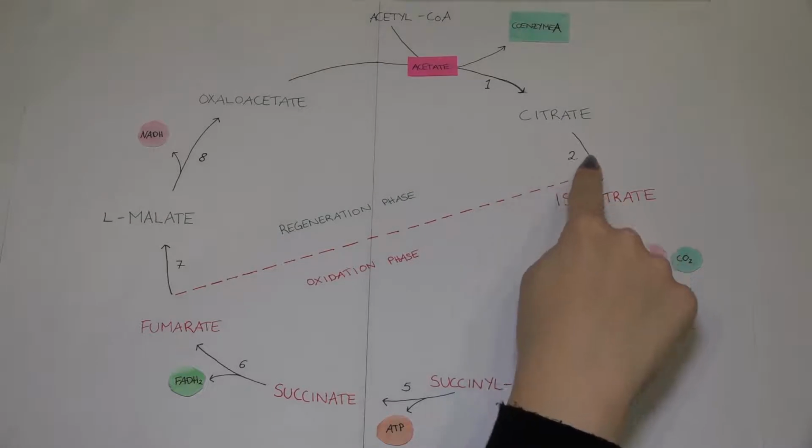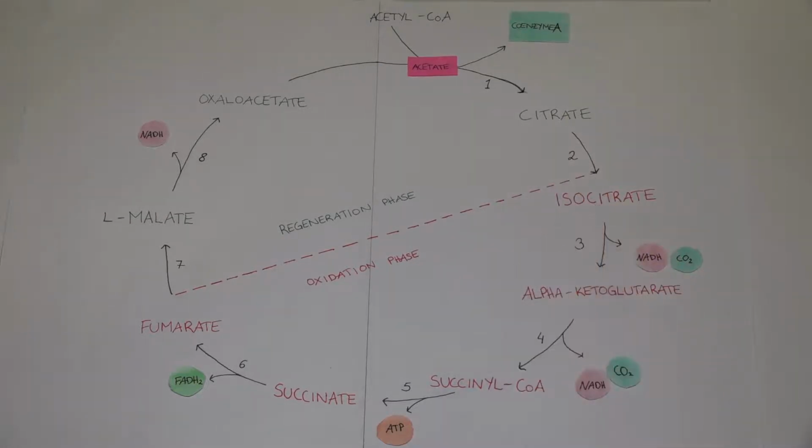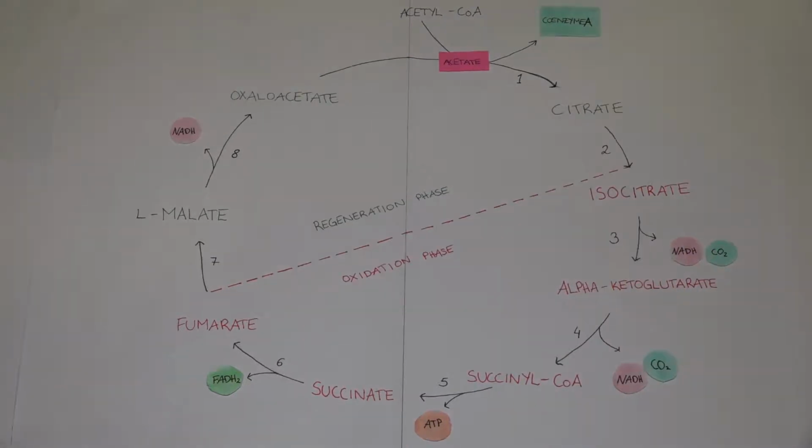Citrate then turns into isocitrate, which is the second step of the Krebs cycle. The oxidation phase begins with the third reaction of the TCA cycle, where isocitrate turns into alpha-ketoglutarate, releasing reduced NAD and CO2. In reaction 4, alpha-ketoglutarate turns into succinyl coenzyme A, which also releases reduced NAD and CO2. In the next step, succinyl coenzyme A turns into succinate by releasing ATP. Succinate turns into fumarate, releasing reduced FAD. This marks the end of the oxidation phase.